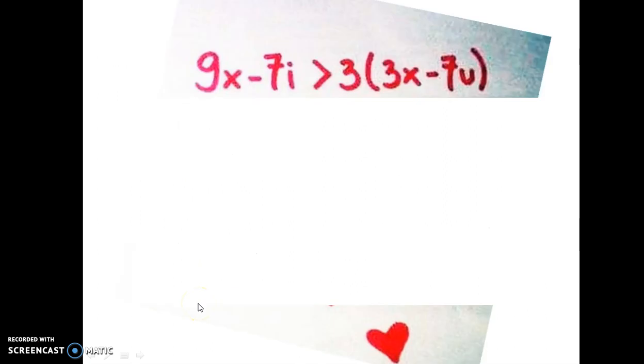Great. Hey, let's look at this one. All right. I have an I and an X in there. Let's just see what happens. This one, I'm going to do, actually try it. Solve for I. See what you get.